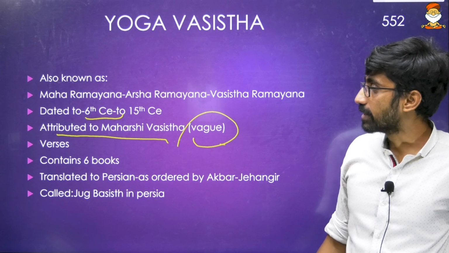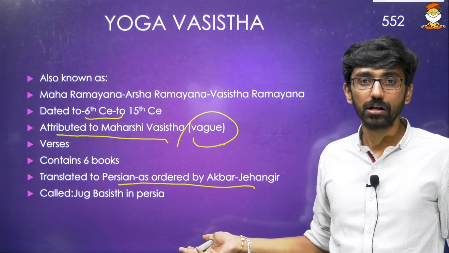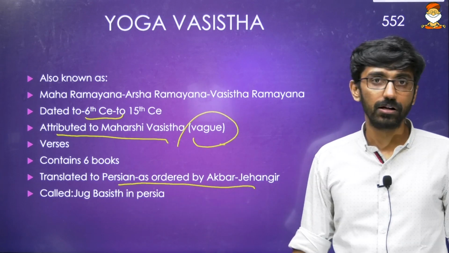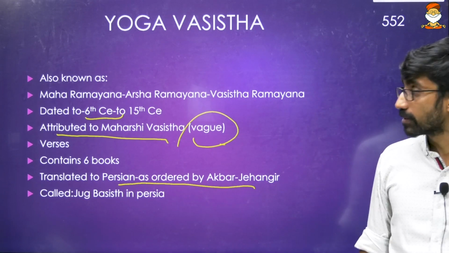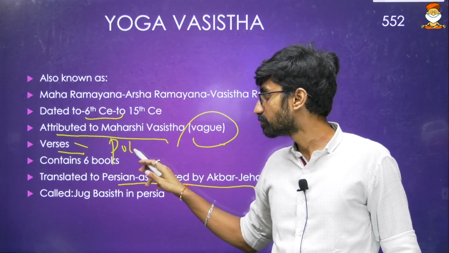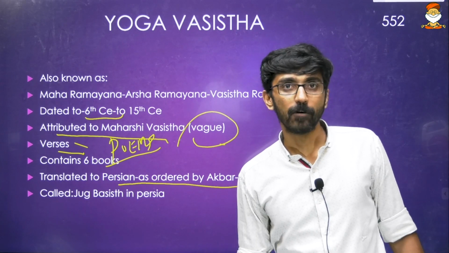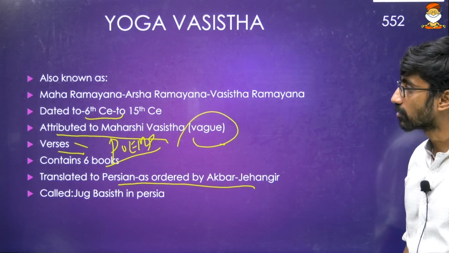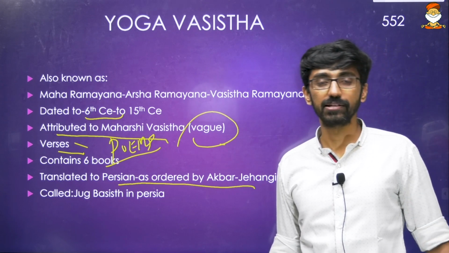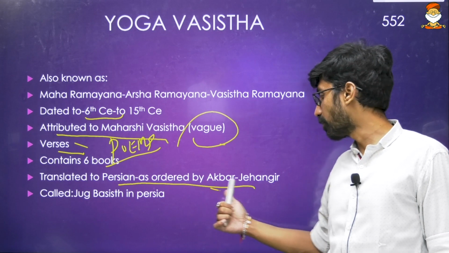Yoga Vasistha was translated into Persian as ordered by Akbar, and Jahangir also ordered that one. It's called Jug Basist in Persia. It's a collection of 6 books, in verse form. Verses means poems. This is Yoga Vasistha, and there is also Maharamayana. The time period is quite vague, and who wrote it is also quite vague, but these are in verses. But they were definitely translated into Persian on the orders of Akbar and Jahangir.